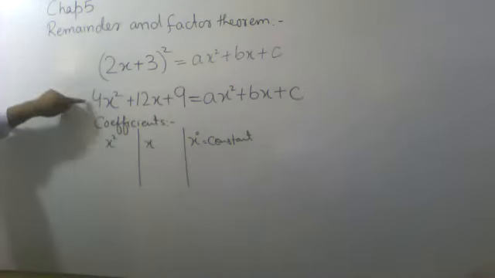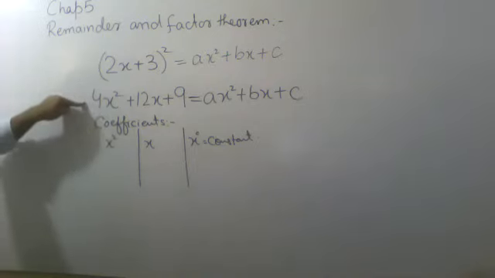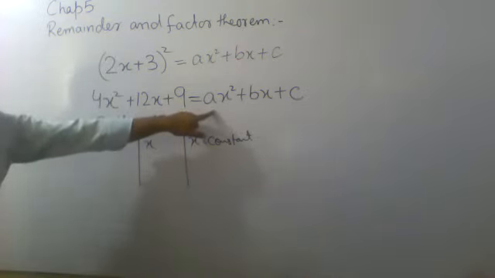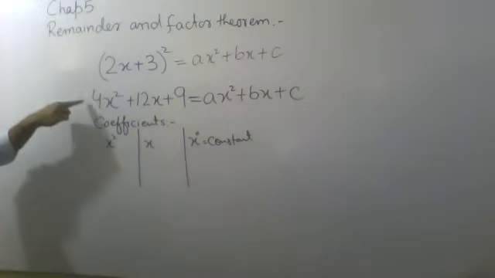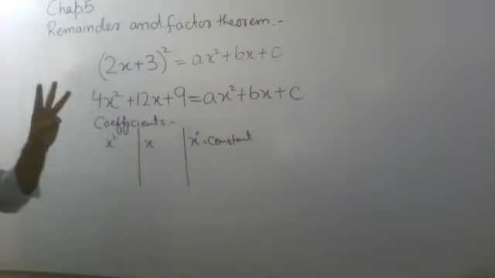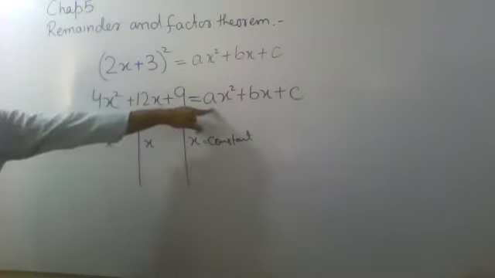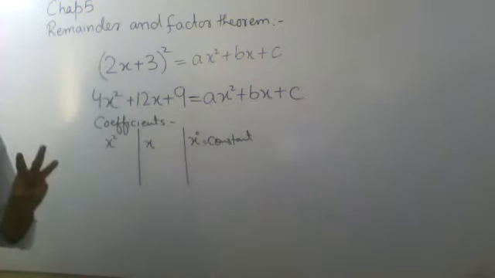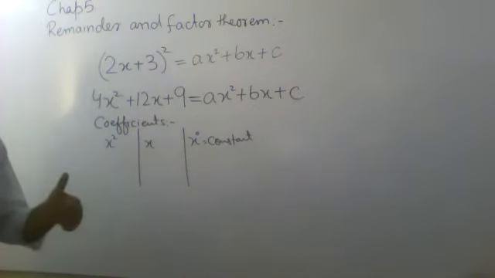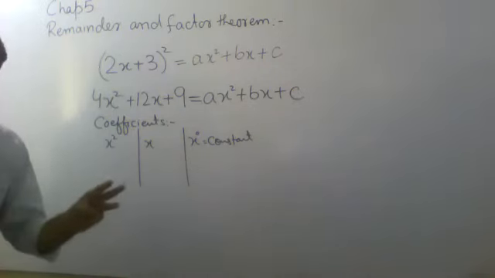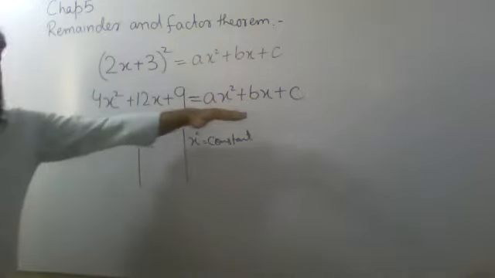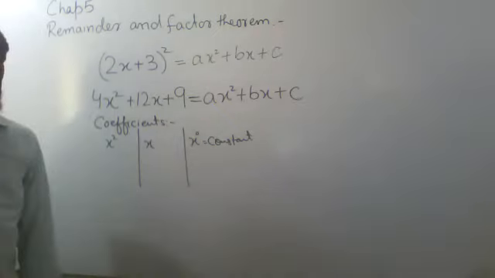First of all, this is a polynomial of degree 2. This is also a polynomial of degree 2. This one is a trinomial because there are 3 terms. This is also a trinomial because it has got 3 terms. Degree is same, number of terms is same. That's why I can say that this polynomial is equal to this one.